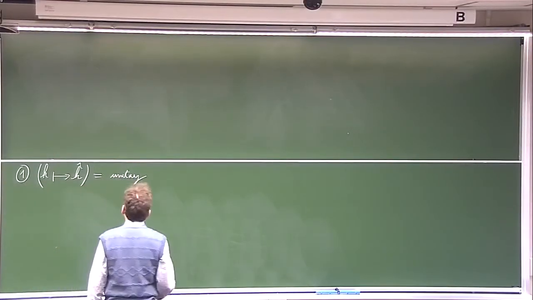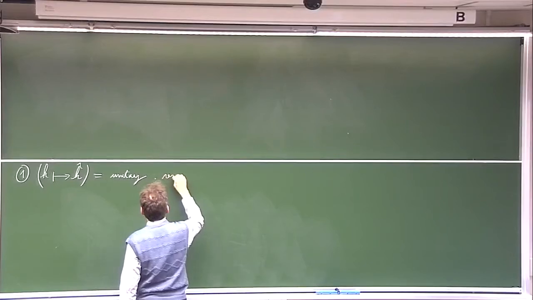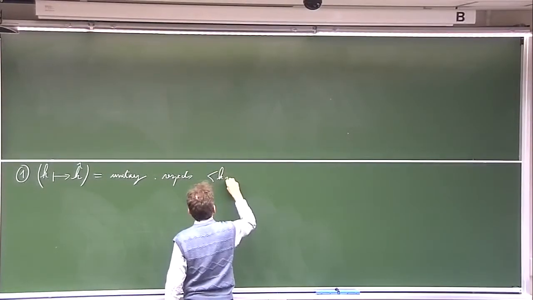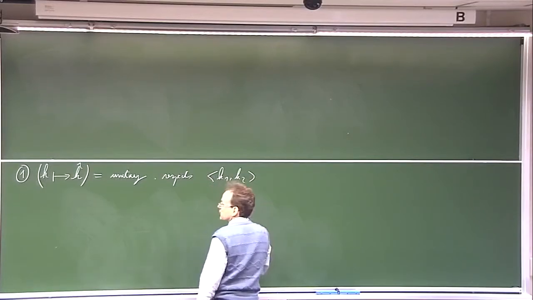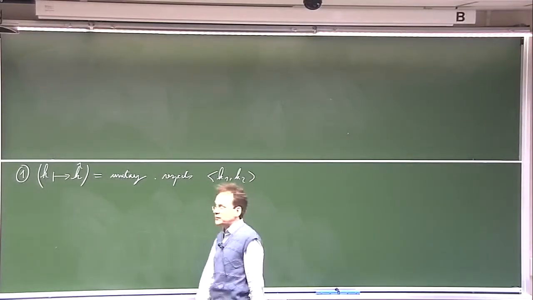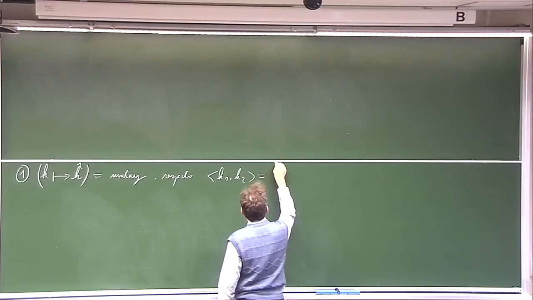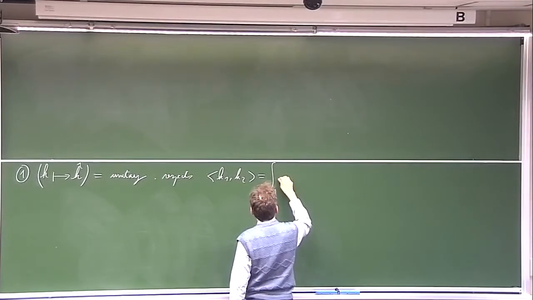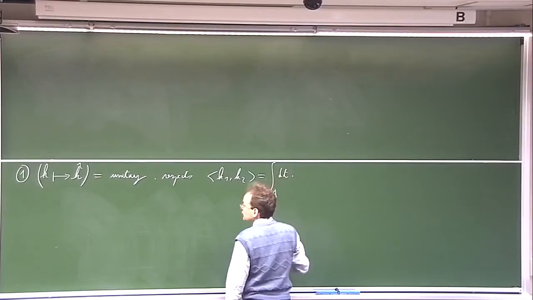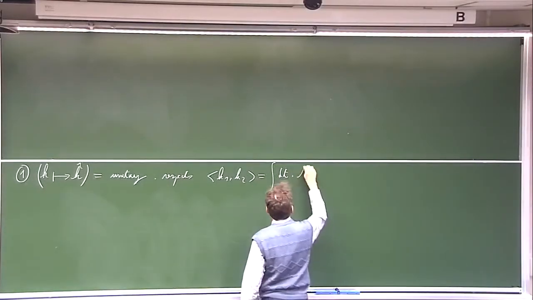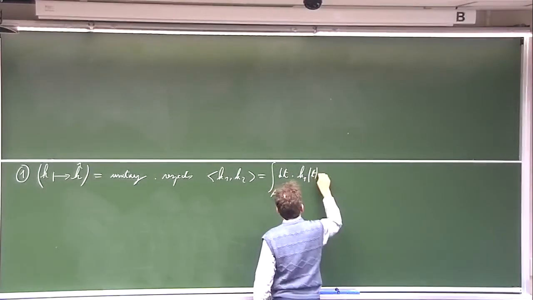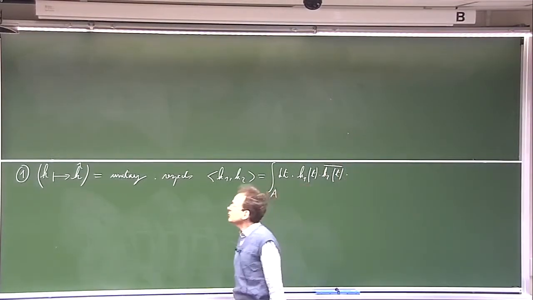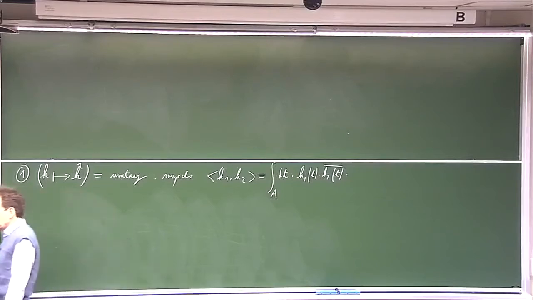So unitary means that it respects the usual Hermitian product. This means we are considering functions with values in C. The Hermitian product is given by the integral over our space A, with respect to the additive measure, of H1 of t times H2 of t bar. So it has to be a unitary operator.